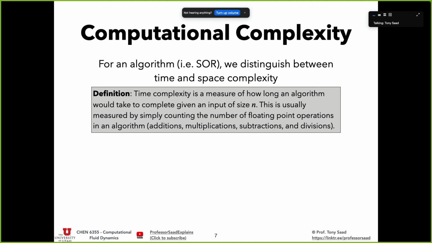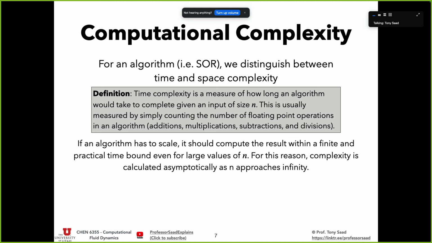We want to be linear or constant. Ideally, that's what we would like. All right? I'll show you a plot in a second. So if an algorithm has to scale, it should compute the result within a finite time, like I said. And so for this reason, complexity is measured asymptotically as n approaches infinity, right?